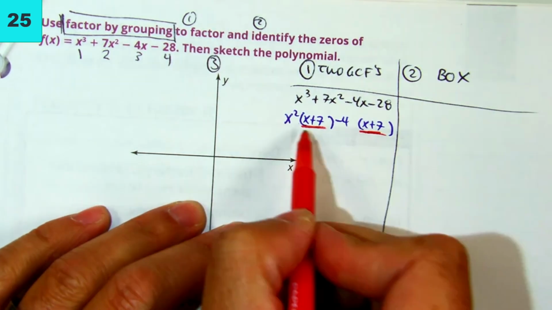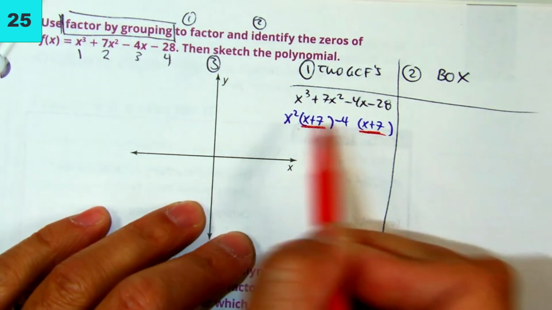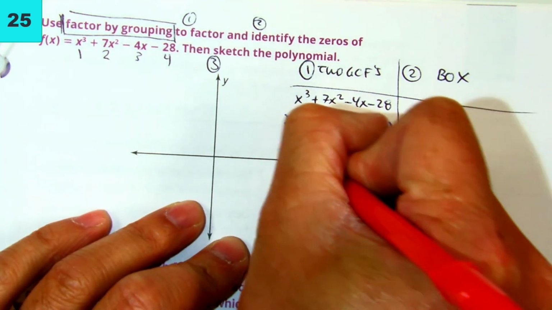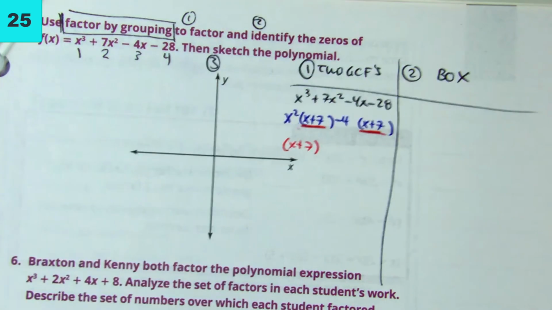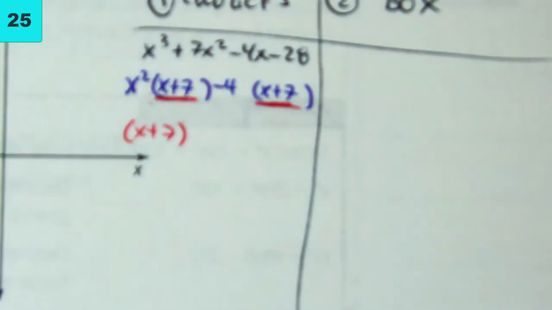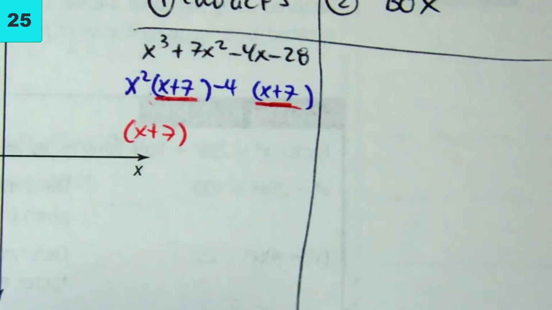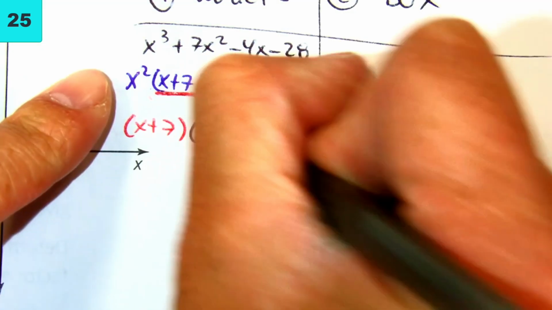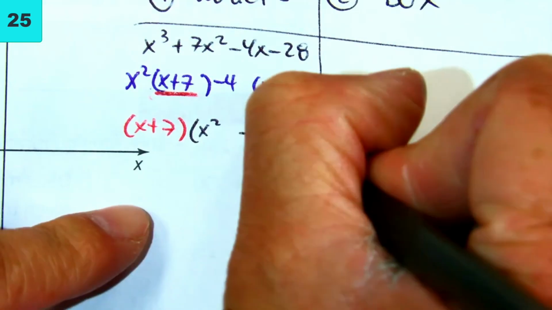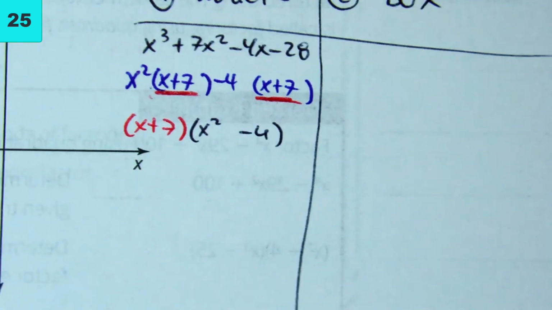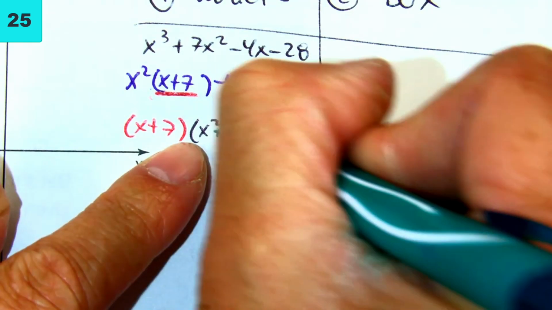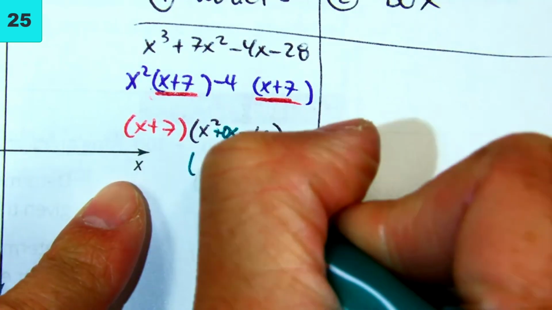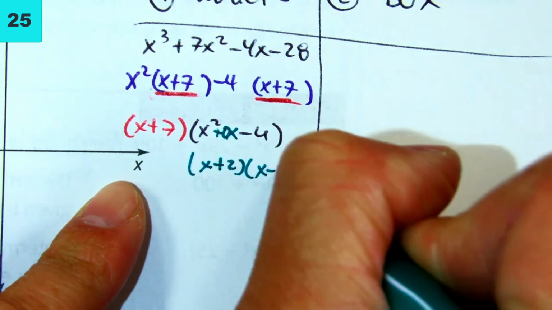You'll notice that they both have red in it, x plus 7. So x plus 7 is their greatest common factor. Now I'm going to write everything that's not in red. That would be x squared minus 4. And then we just did that problem in our warm-up. X squared minus 4, put a 0x in there, and that'll become x plus 2, x minus 2.